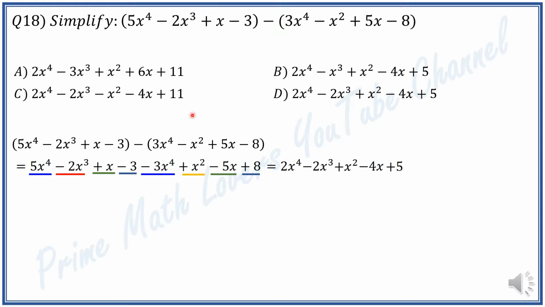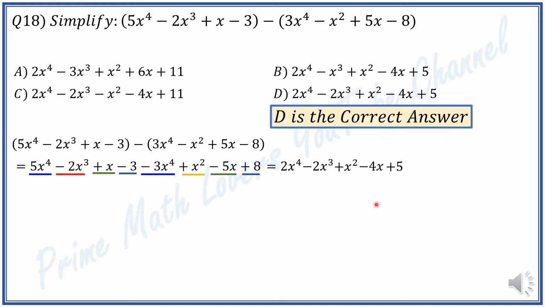So between these answers, this one, D, is the correct answer: 2x to the power of 4 minus 2x cubed plus x squared minus 4x plus 5. D is the correct answer.